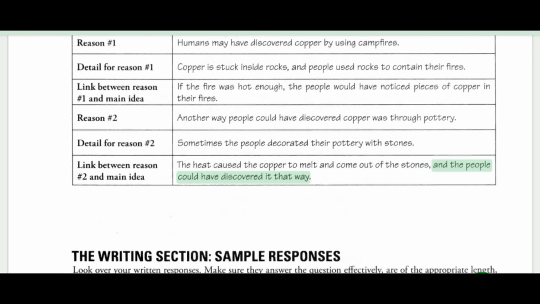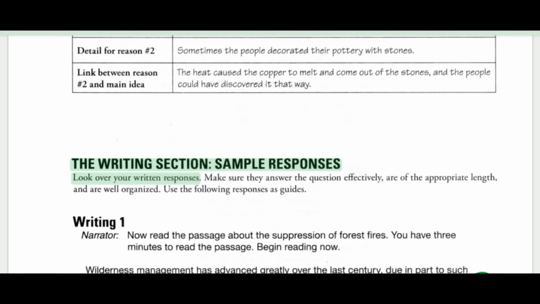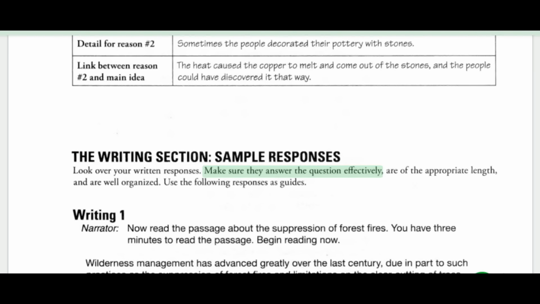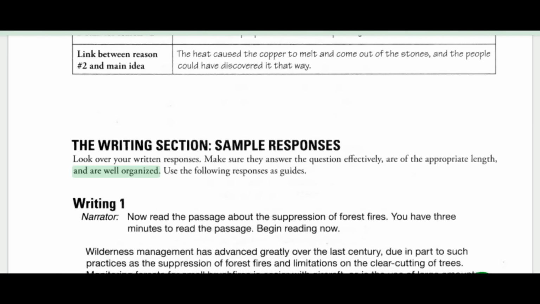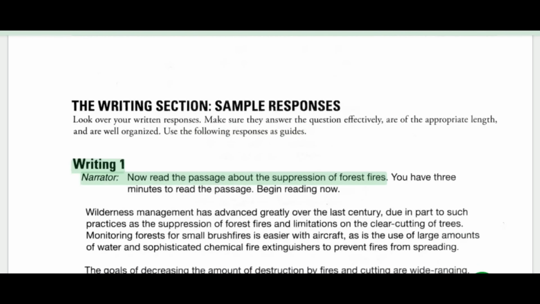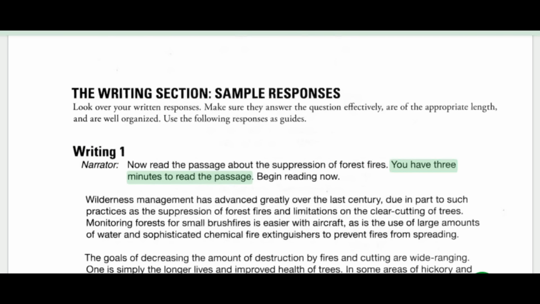The writing section. Sample responses. Look over your written responses. Make sure they answer the question effectively, are of the appropriate length, and are well organized. Use the following responses as guides. Writing 1. Narrator: Now read the passage about the suppression of forest fires. You have 3 minutes to read the passage.